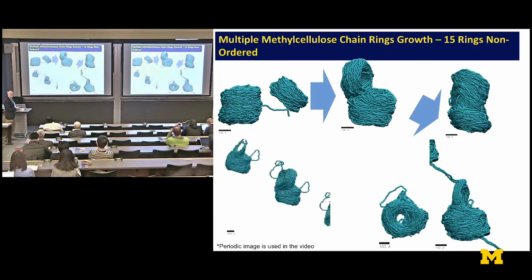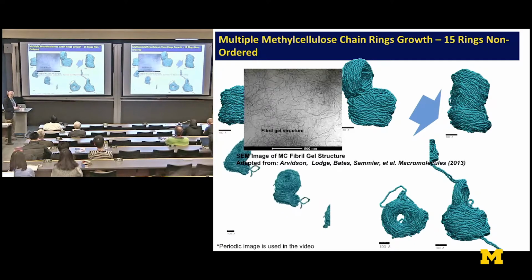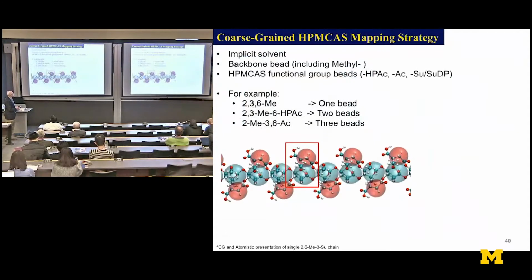The diameter is 15 nanometers. So this is in fact what these fibrils are. They're tubes of polymer that have wrapped up like this. So this is a starting point then, and now that's just with one substitution group. We also have other substituents like the hydroxypropyl acetate, succinate. And so we can do a similar procedure with those.